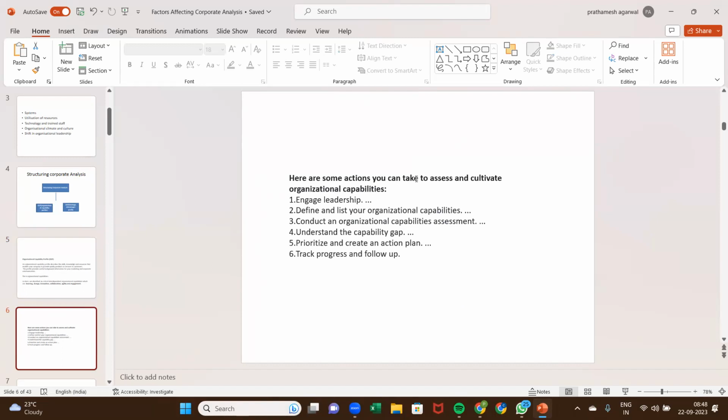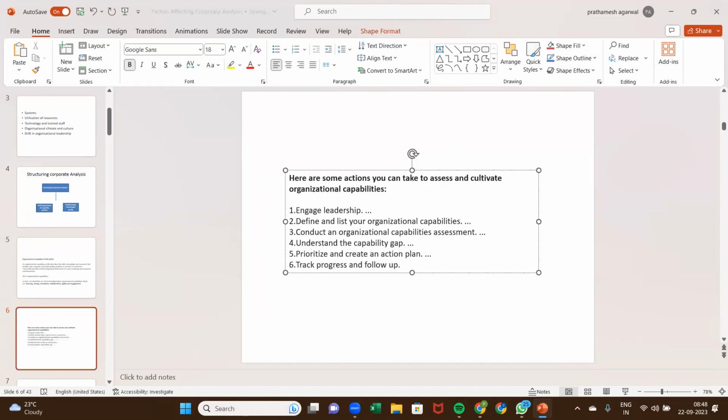Now here are some actions you can take to assess and cultivate the organizational capabilities. What are they? Engage leadership first. Secondly, define and list your organizational capabilities. Third is conduct an organizational capabilities assessment. That means, as I told you, if it is a strength, you'll give a positive rating. If it is a weakness, you'll give a negative rating. Understand the capability gap, meaning where are we now and what is the market going on? So when I talk about capability gap, that is gap analysis.